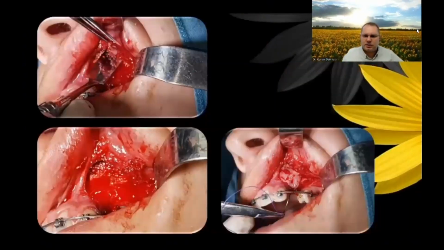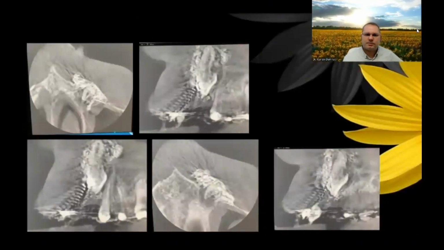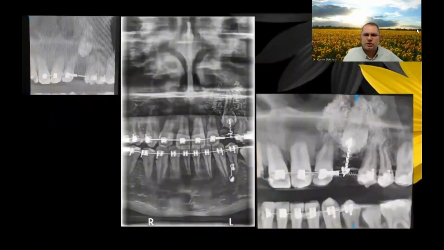This is then also some views. As you can see, the chain outside the mouth. And also this is how we placed a TUD in the lower to try to extrude the canine. This is a situation directly after. MTA was not much to be seen. However, it was there and was working because in a later view, as you can see, the situation is much more improved and the tooth is coming out.